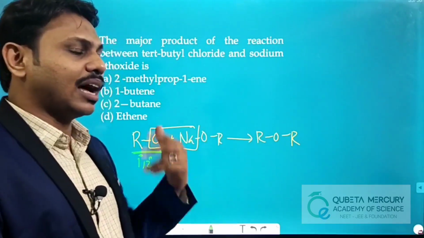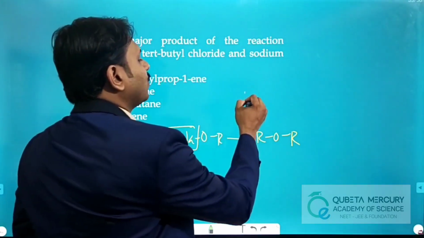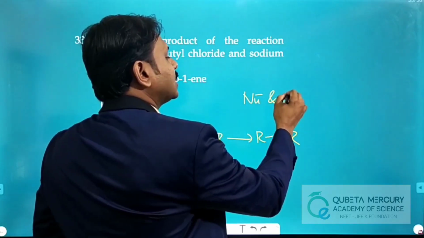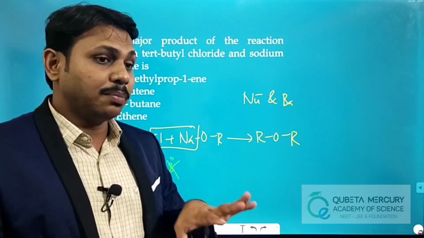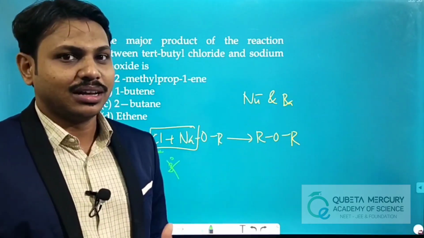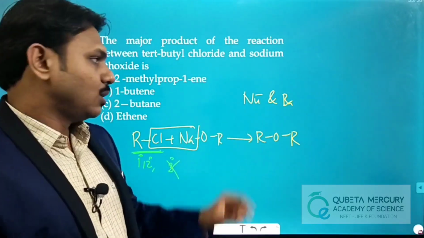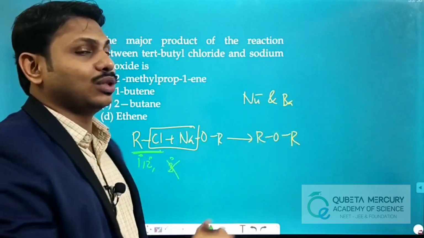Why is it happening like that? Because nucleophiles are bases as well. In certain cases, basic character will be increased. In presence of base, elimination will occur. Base means H plus acceptor. Nucleophile means carbon-ലേക്ക് പോകുന്ന ആള്.